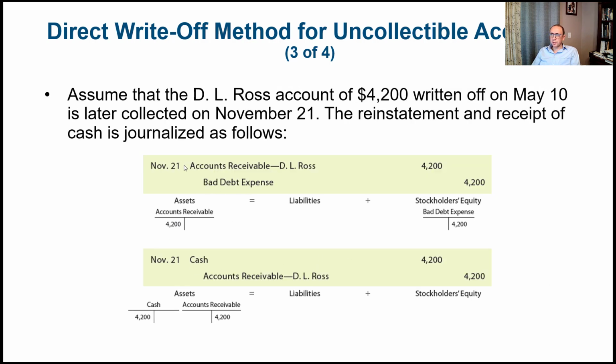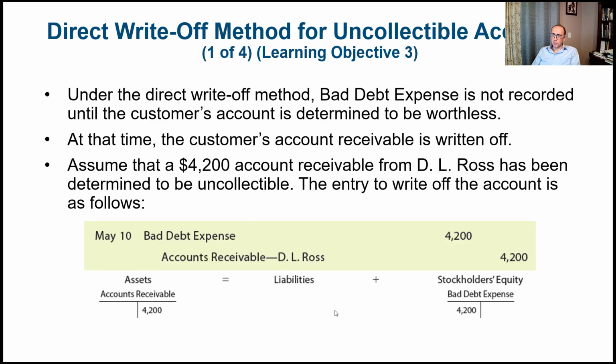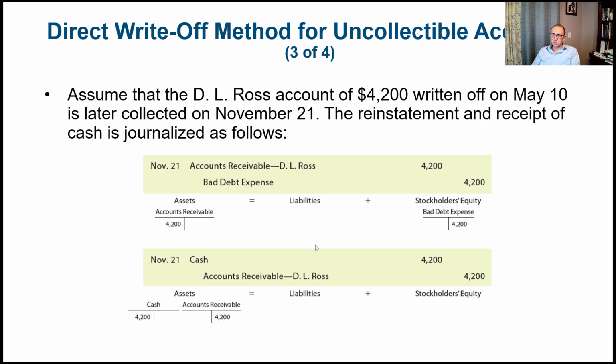At the time when we know that DL Ross's account is going to be collected, which happened here on November 21st, we have to reinstate it and receive the cash. For the reinstatement or reversal entry, we debit accounts receivable and we credit bad debt expense, which is the opposite of what we did when we were writing off the accounts receivable. You see here we reversed it, so we are bringing back everything as if it never happened and as if we didn't cancel it.